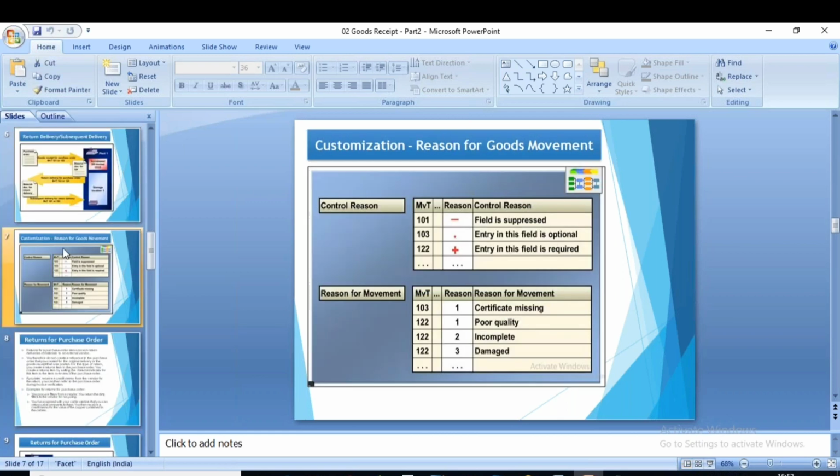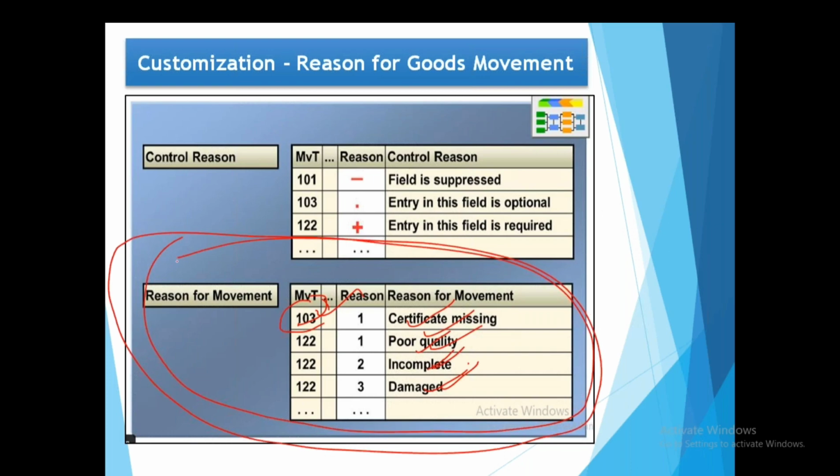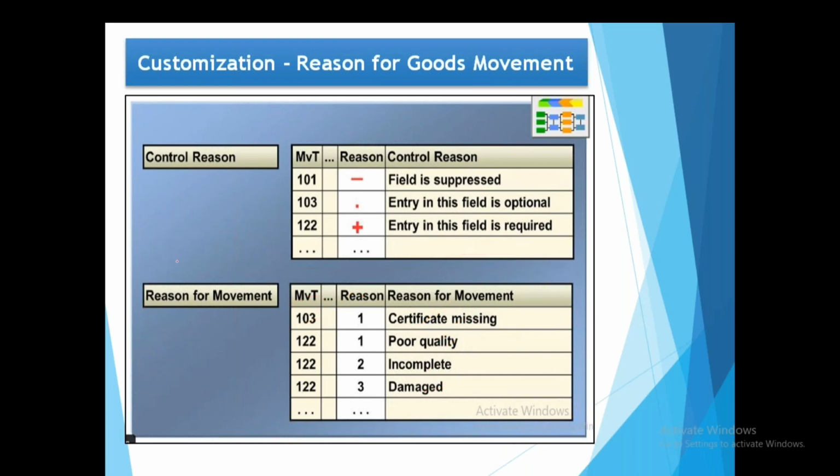Okay, now these reasons for goods movement, you can add in the configuration. This I will show you when we go to the configuration. As of now, the system is showing some reasons for movement. You can add your own reasons for movement against each movement type. You can add that. This I will show you when we go to the configuration.